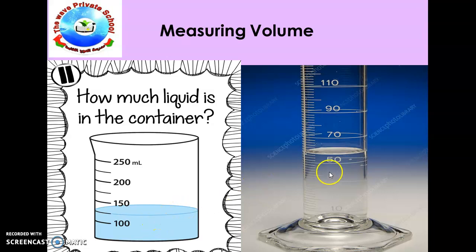And in this cylinder you can see, look, the ring appeared. So this point is the meniscus point, not this one. Okay, so just have a practice.